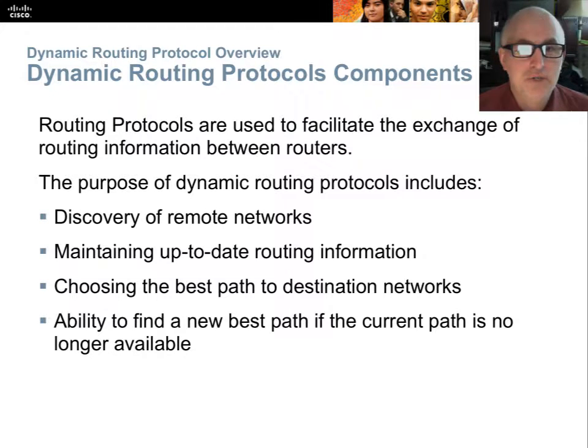Routing protocols are used to facilitate the exchange of routing information between routers. So these dynamic routing protocols self-discover remote networks on their own by, we call it routing by rumor, by chit-chatting with their neighbor routers. They learn of remote destinations and the paths to them. They maintain up-to-date routing information to reach these remote destinations, constantly getting new information and weighing it against the old information and finding best path decisions.